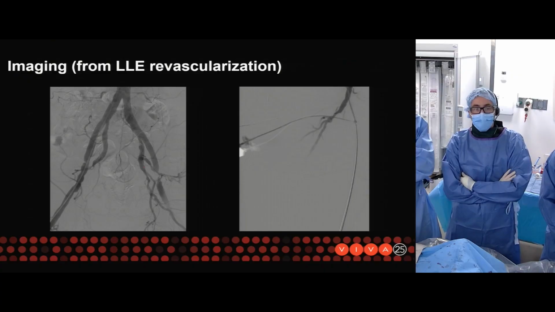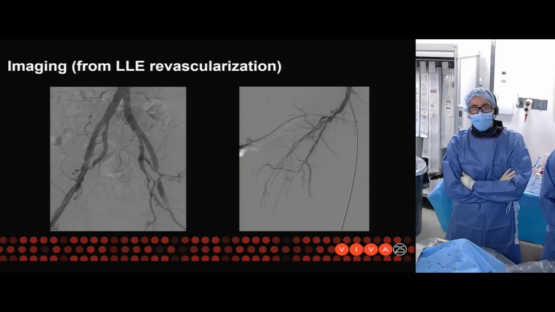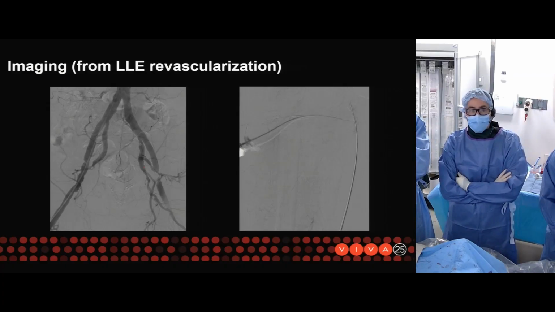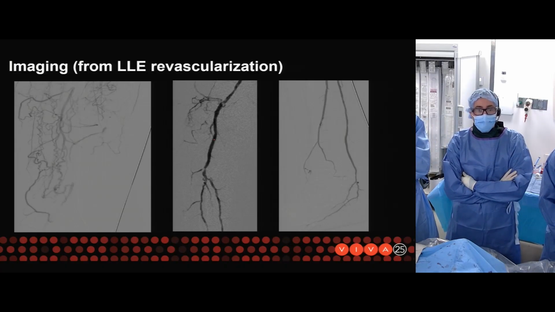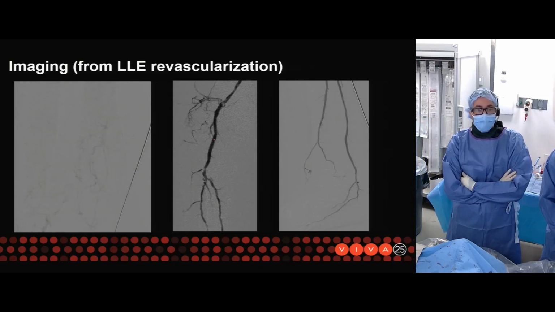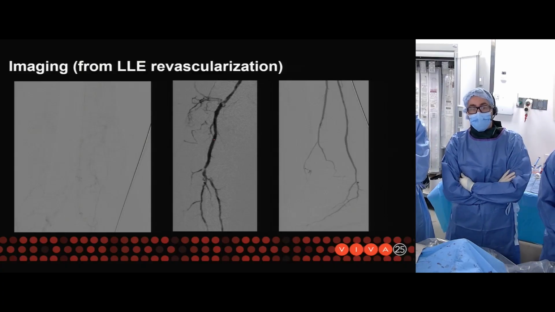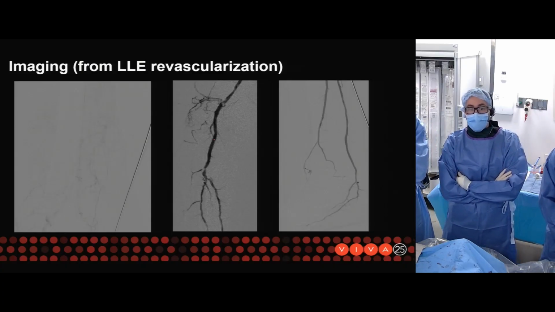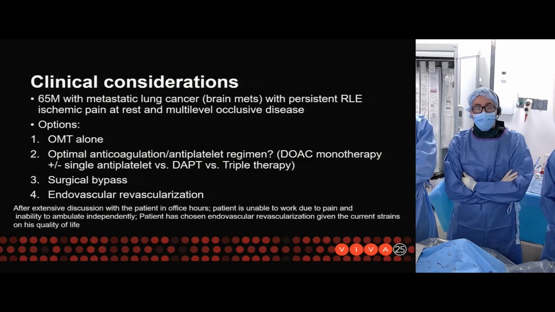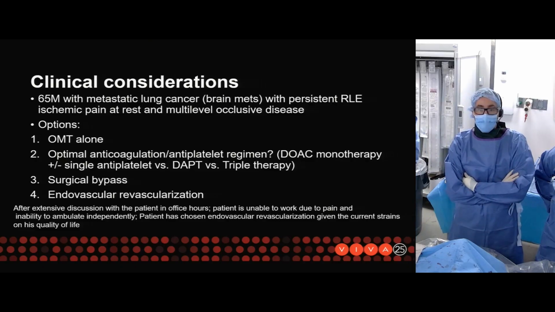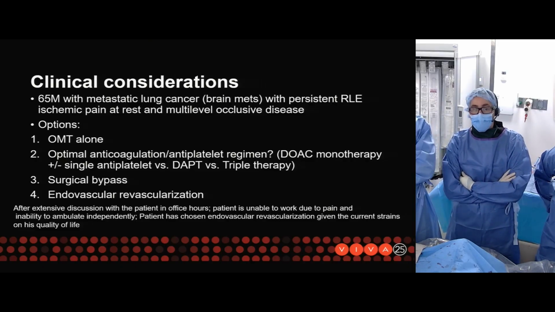This was the diagnostic angiogram performed from the index procedure, demonstrating a flush SFA occlusion and that focal right external iliac stenosis. This is just showing where the popliteal artery reconstitutes, just at the adductor canal. There's also a severe TPT trunk lesion with single vessel runoff via the PT and some collateralization at the ankle via the peroneal. So in summary, this is a 65-year-old with a history of metastatic lung cancer with brain metastasis with bilateral rest pain, previously revascularized on the left, now presenting with persistent right lower extremity ischemic pain and multi-level occlusive disease.